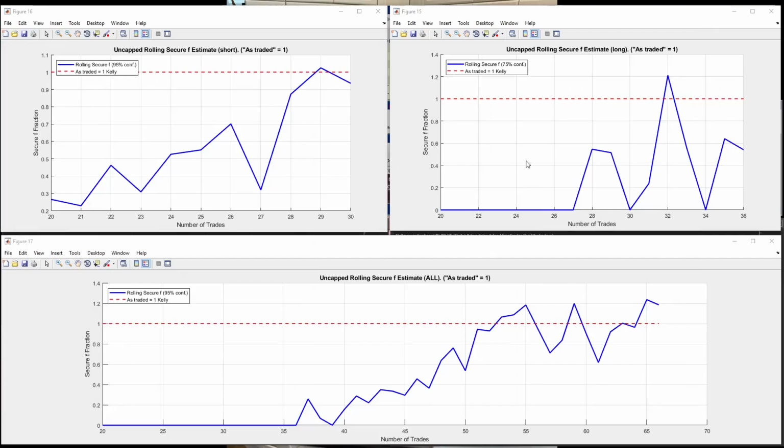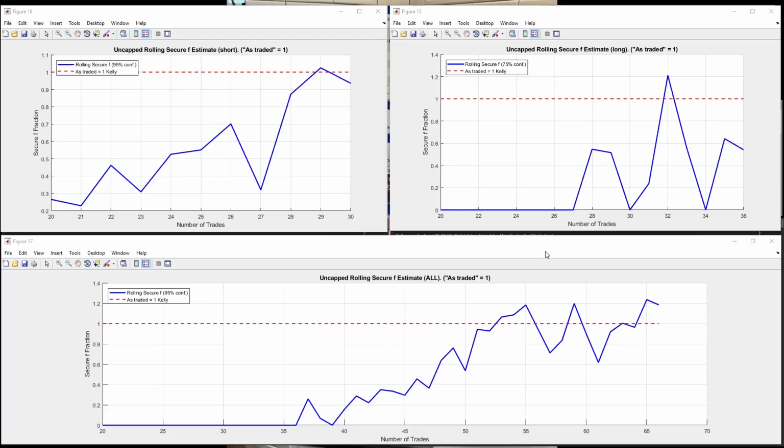But the point here is, this is what we use to determine our actual position size. And every trade that goes off, this thing automatically updates. I just run it again and I look at it. Am I going to make a drastic sudden change based off of a single trade? No, I won't. And the reason why is our secure F value is already damn small.